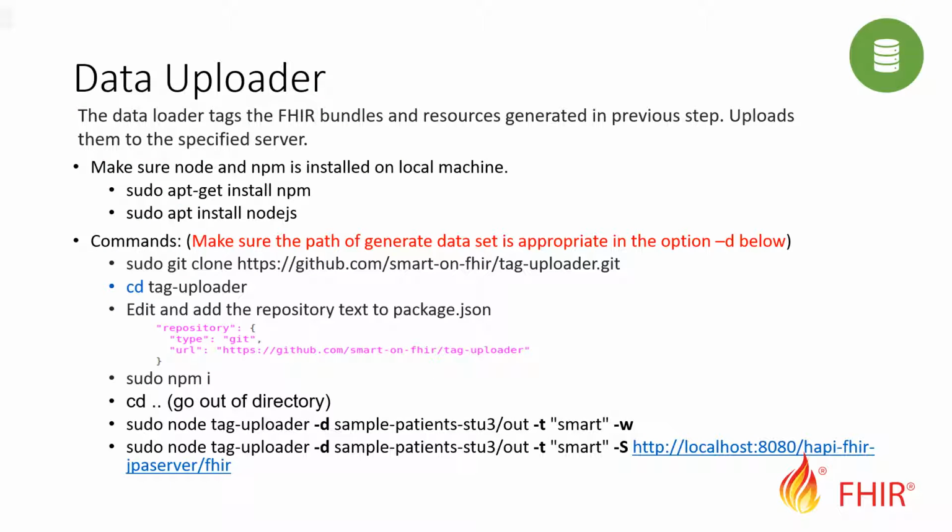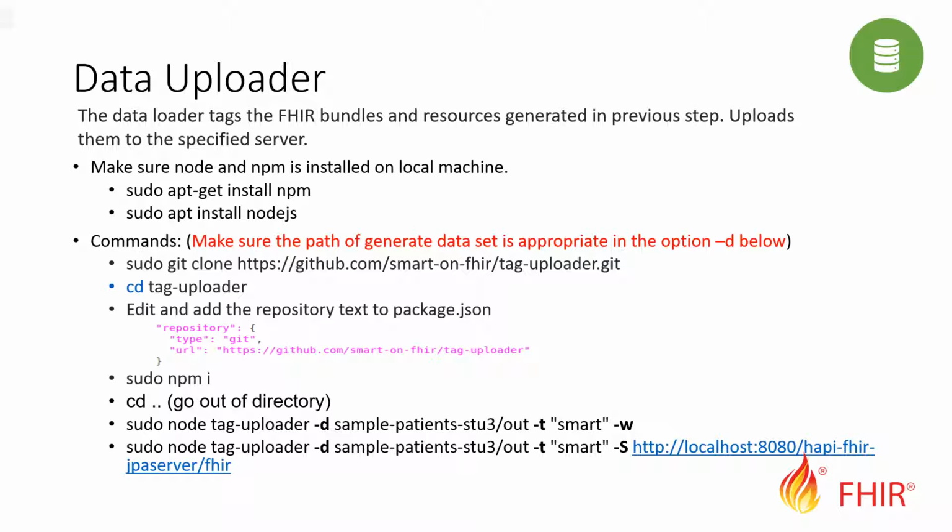For the uploading, we're going to use the data uploader tool. We would follow the instructions as mentioned here. We would git clone, and modify the package JSON to include the repository. Then we'll build things out and execute the last two commands to upload the information. The URL is the URL of the FHIR server that we have already started. So that would go and upload the data into the FHIR server.